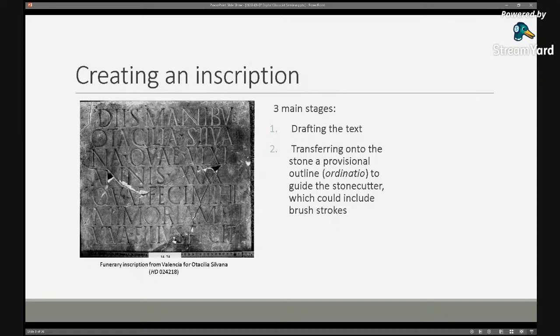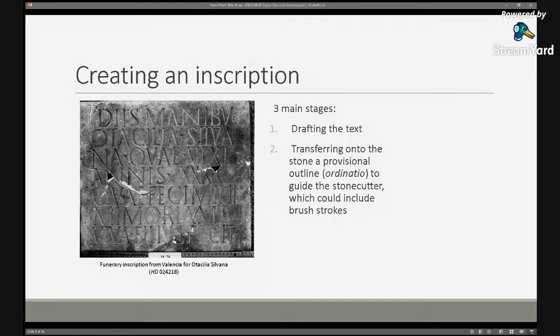Then in the second stage, the wording would be transferred onto the stone with some kind of outline that guides the hand of the letter cutter, essentially. Now, that could be done in several ways. People have argued that sometimes it would have been done using a paintbrush, so brush strokes. It could have been done with charcoal.